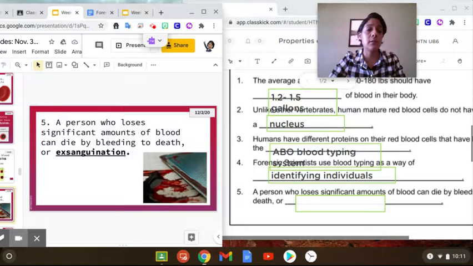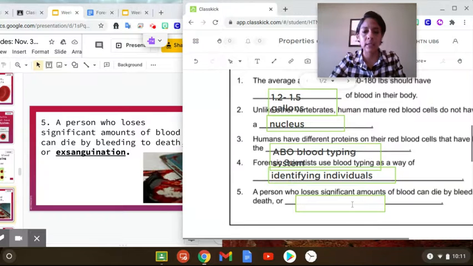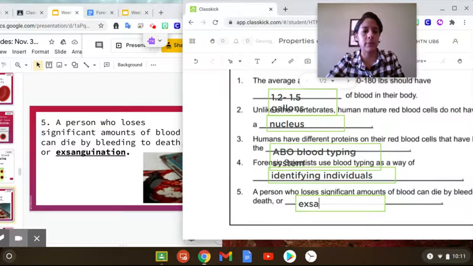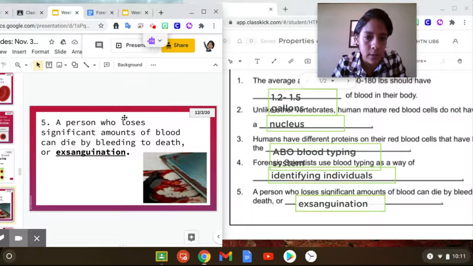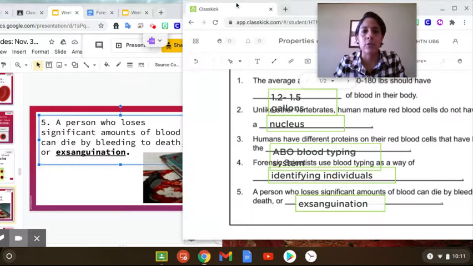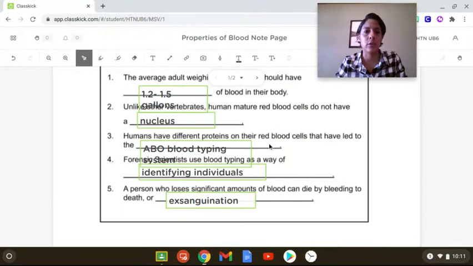Last thing I want to tell you is a person who loses a significant amount of blood can die by bleeding to death, and that is called exsanguination. And that is our last piece of information we're getting on this note page. All right, so that looks pretty good there. So the last thing that I will go ahead and show you is that, so this would be your note page all completed.